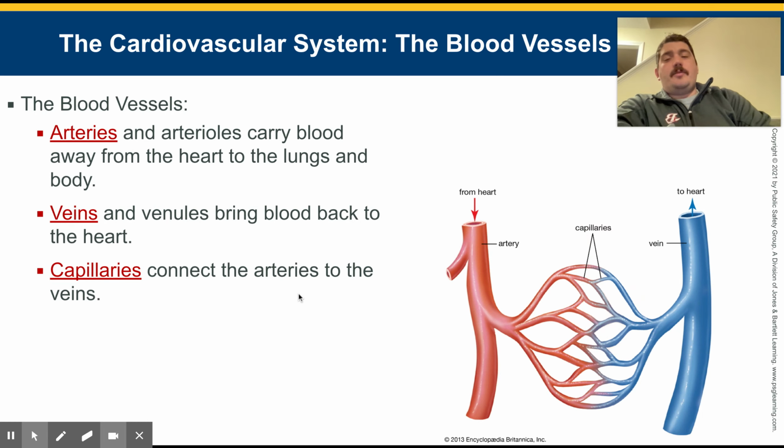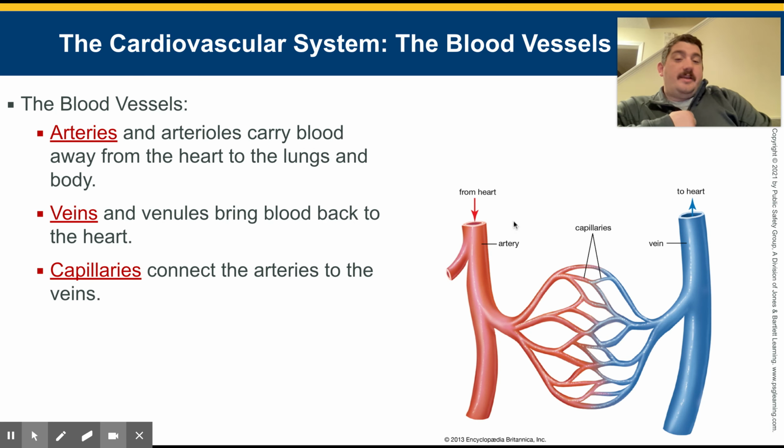Okay, so let's get a little bit bigger picture now. So we talked about the heart, the pump. Let's talk about the tubes of the swimming pool, or the blood vessels. So 3 major types of blood vessels where blood travels through. We have arteries, which carry blood away from the heart to the lungs and to the body. And the opposite would be veins, which bring blood back to the heart.